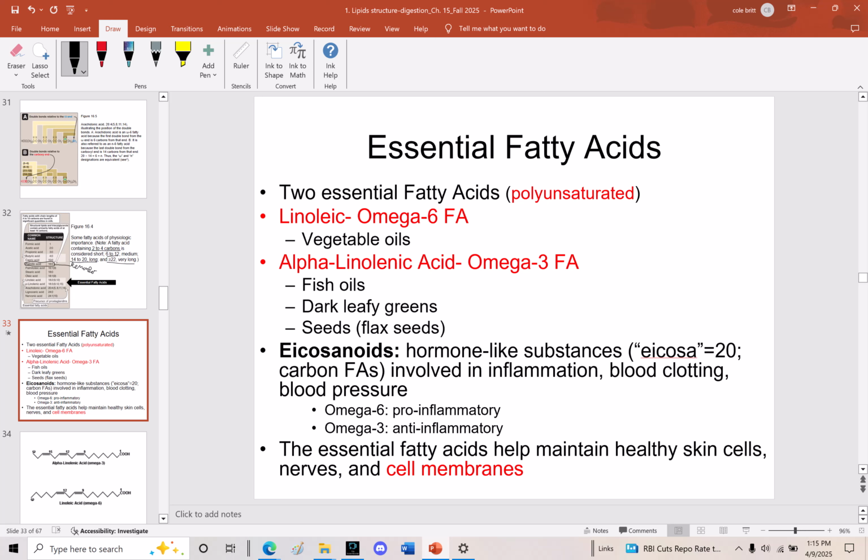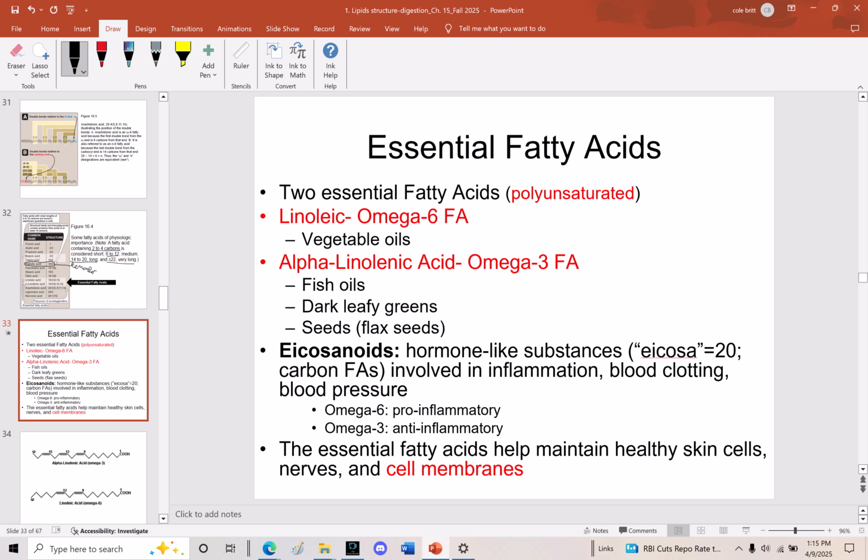But we need both of them. Both of them are essential to have a healthy life. And that's because they make these guys. These guys are called eicosanoids. Eicosanoids are hormone-like substances. And eicosa actually means 20. That's where the name comes from, because the eicosanoids that the omega-3s and omega-6s are making are 20 carbons long. That's why they're called eicosanoids.